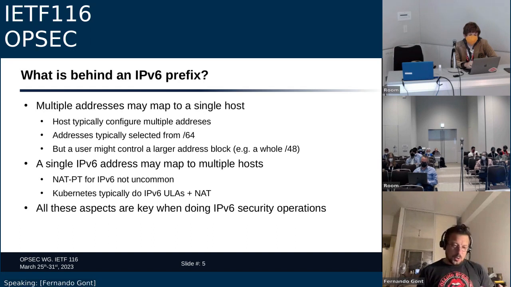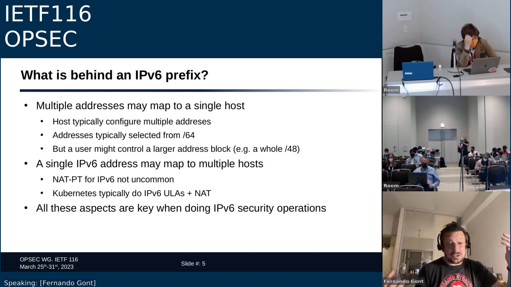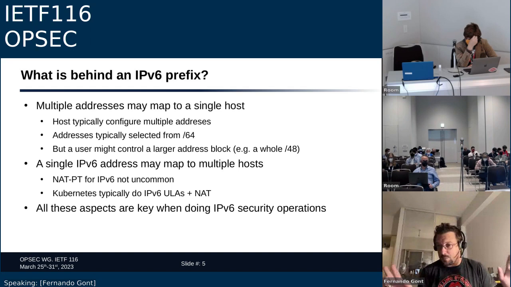Now, key and super related to what I've just discussed, and this is normally the case for people doing security operations, is what's behind an IPv6 prefix, or what's the semantics, if you wish, of an IPv6 prefix. And here I'm using the term prefix in a super general way. So it could be like a /128, meaning a single IPv6 address, or a /64, like a proper prefix, if you wish. So few things to consider here, because obviously this will affect the rest of the discussion.